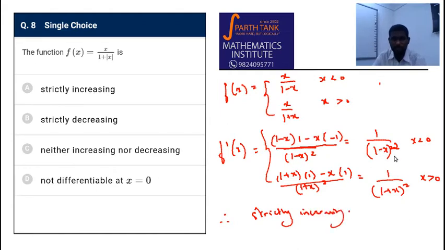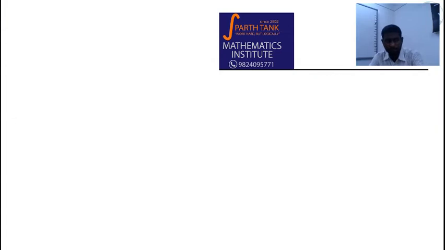And if you see the value of the derivative at x equal to 0 is 1 in both cases. We put x is 0 here or x is 0 here, they both tend to 1. So it's a strictly increasing function. So option A, strictly increasing.